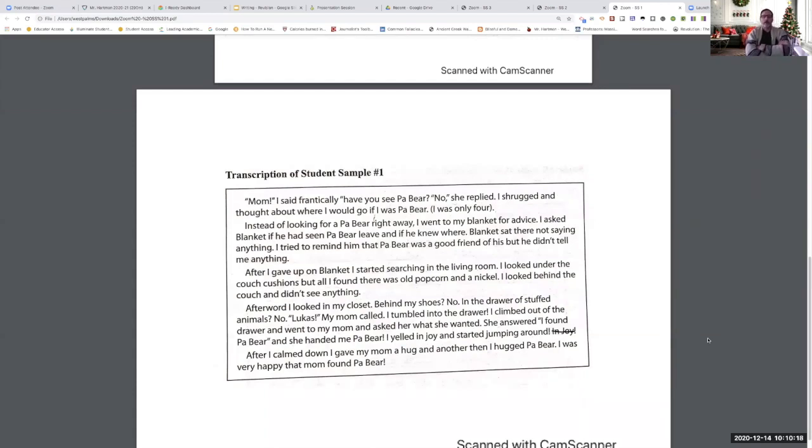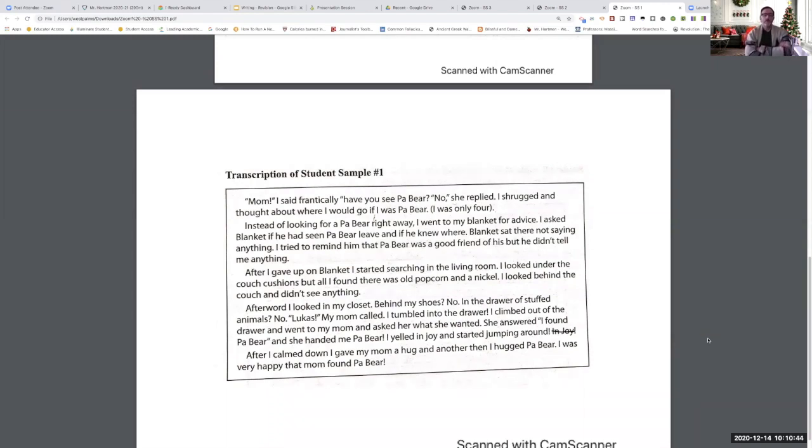After I gave up on Blanket, I started searching in the living room. I looked under the couch cushions, but all I found there was old popcorn and a nickel. Man, that hit way too close to home. I looked behind the couch and didn't see anything. Afterward, I looked in my closet. Behind my shoes? No. In the drawer of stuffed animals? No. Lucas, my mom called. I tumbled into the drawer.